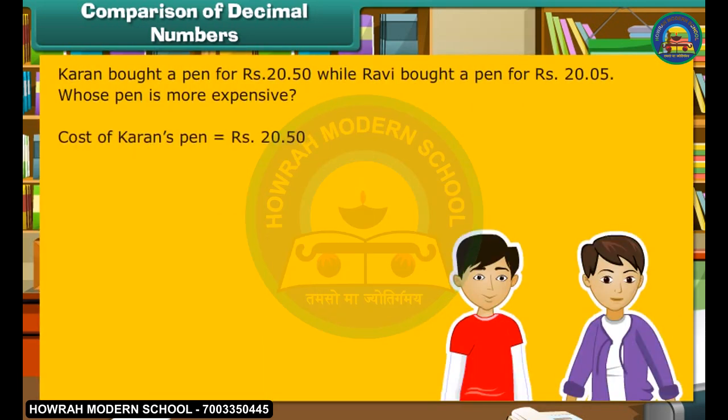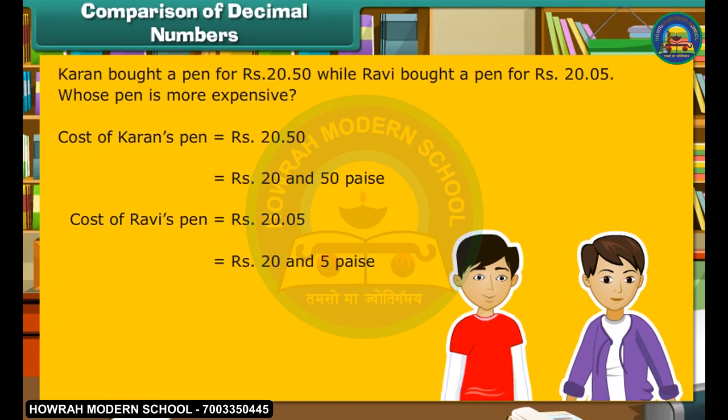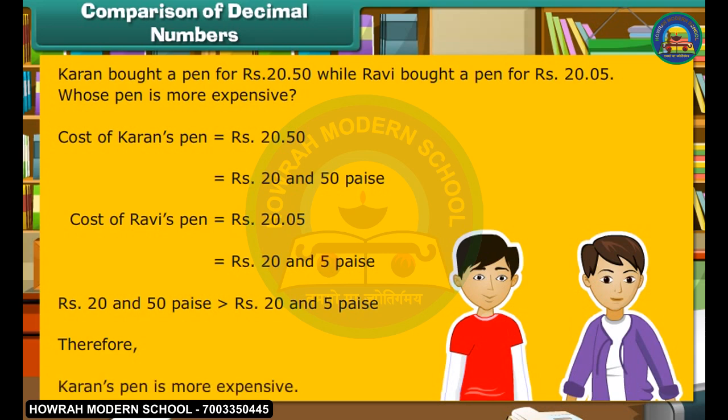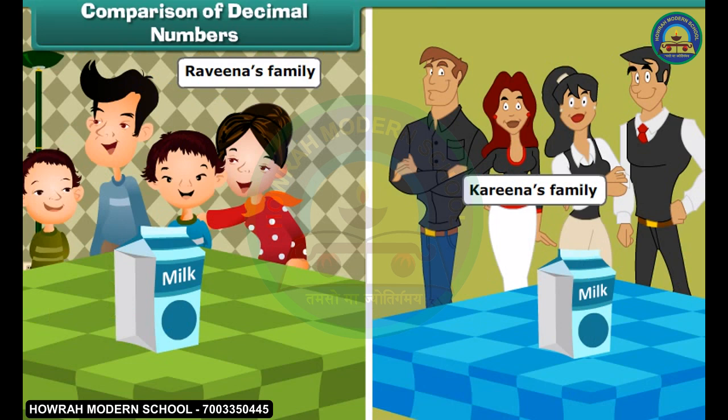Cost of Karan's pen is equal to rupees 20.50. That is equal to rupees 20 and 50 paise. Cost of Ravi's pen is equal to rupees 20.05. That is equal to rupees 20 and 5 paise. Rupees 20 and 50 paise is greater than rupees 20 and 5 paise. Therefore, Karan's pen is more expensive. Let us look at one more problem.